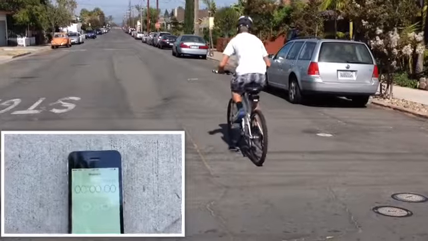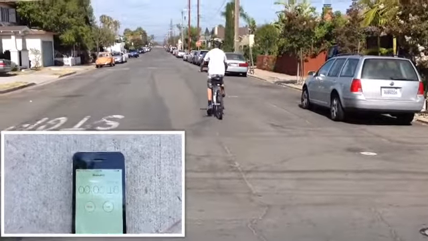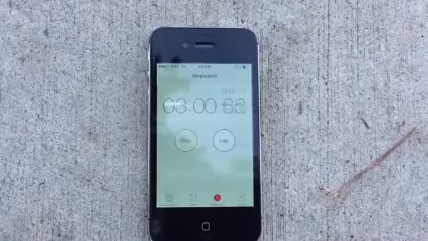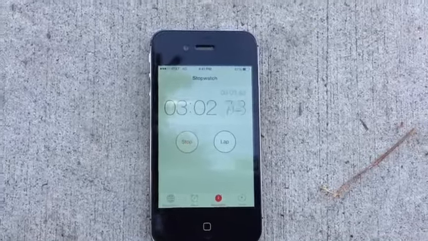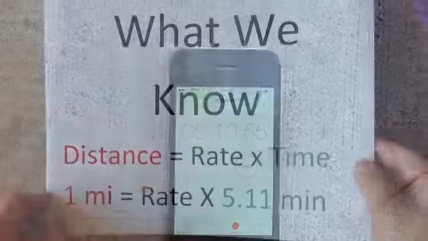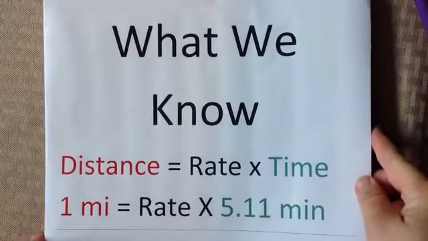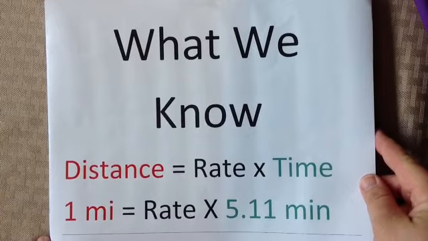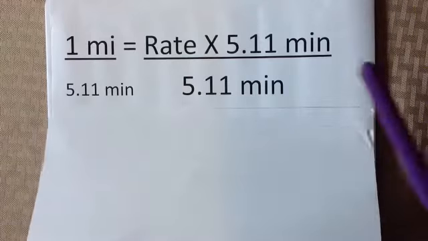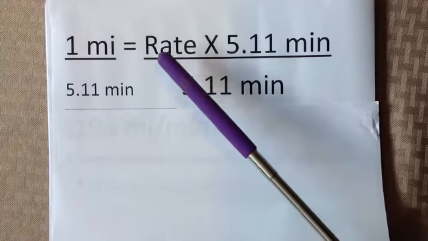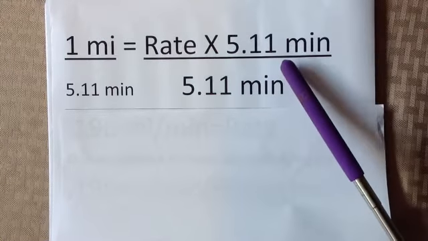Mark, get set, go. Alright, here comes Brandon, and he's stopping right about 5 minutes and 11 seconds. In order to figure this out, we know that he is going 1 mile. We don't know the rate, but the time is 5 minutes and 11 seconds. Thus, you have to divide each side by 5 minutes and 11 seconds.